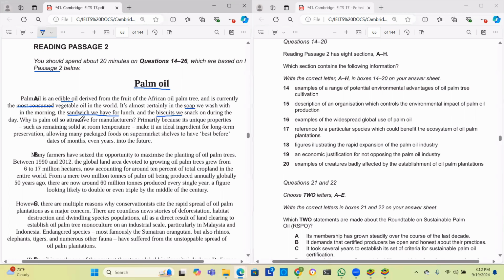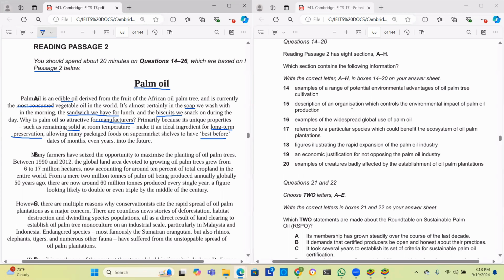Why is palm oil so attractive for manufacturers? Here is a question. Primarily because of its unique properties, such as remaining solid at room temperature, which make it an ideal ingredient for long-term preservation. This is the keyword. You can store it for a long time, allowing many packaged foods on supermarket shelves to have best before dates of months, even years into the future. So we have read this paragraph, and then let's read the questions now and see whether anything is matched or not.